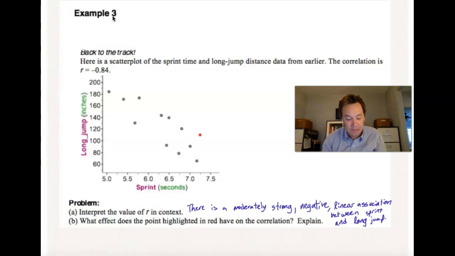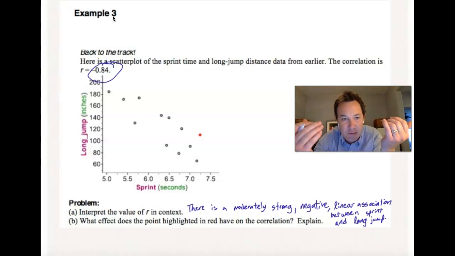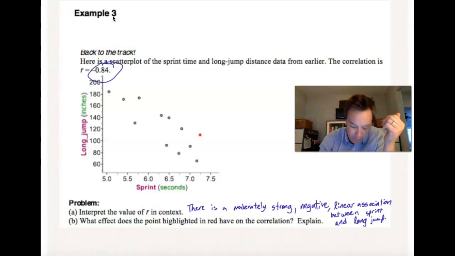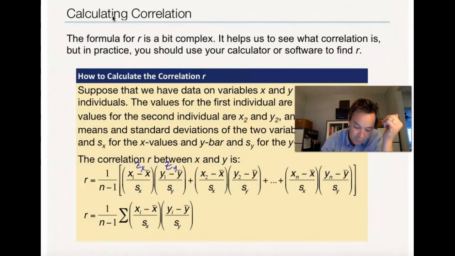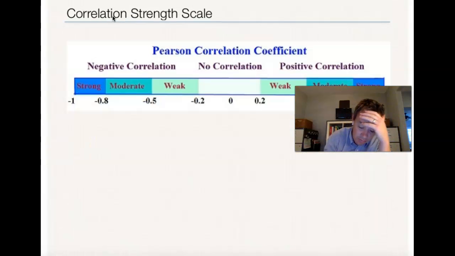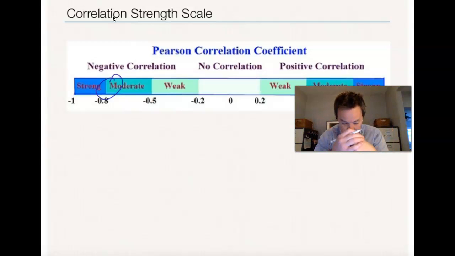And so, like I said, that correlation of negative 0.84 tells me that the relationship is negative. And then on that spectrum, we're somewhere in this range, right? Right in the middle of strong and weak, which is why I used moderately strong.